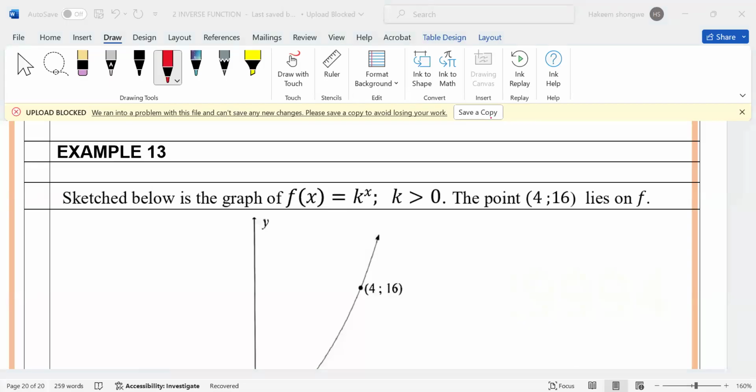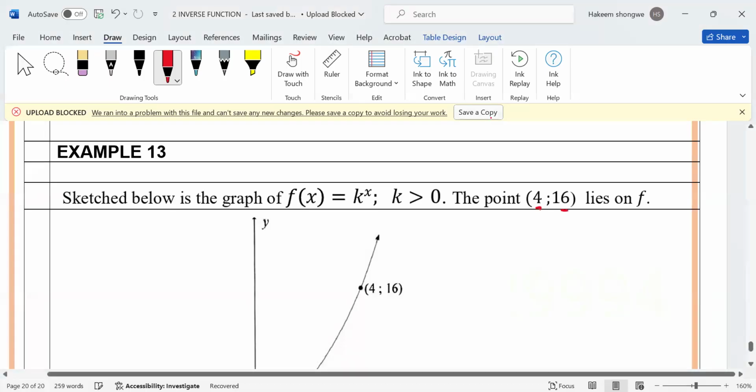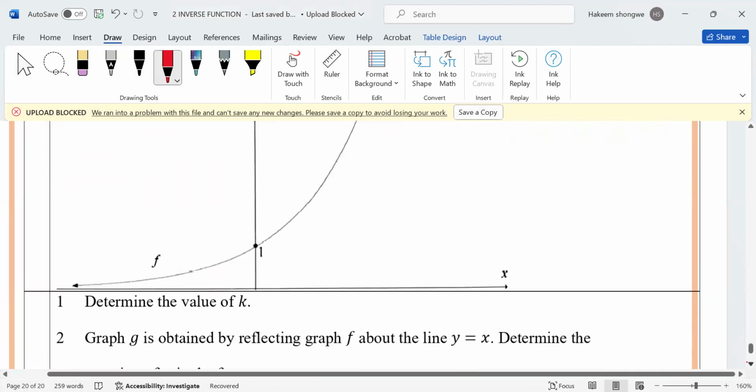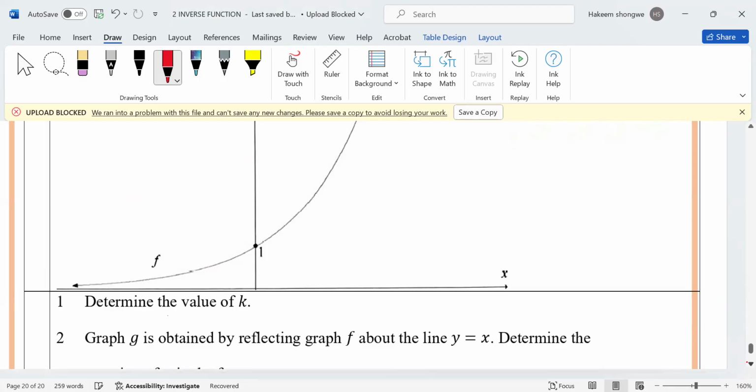Sketched below is the graph of f of x, which is given as k to the power of x. K is greater than 0. And then the point (4, 16) lies on f. What kind of a function is f? Is it an exponential function? They say determine the value of k.